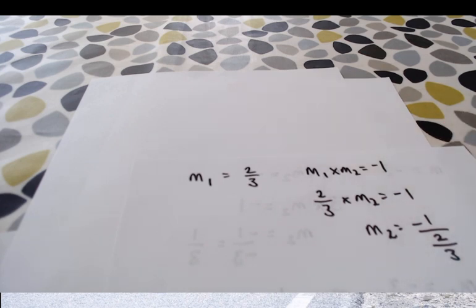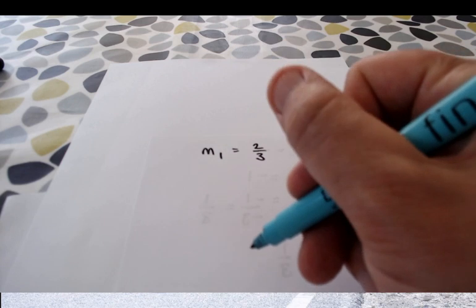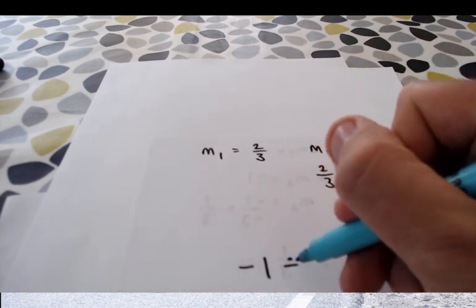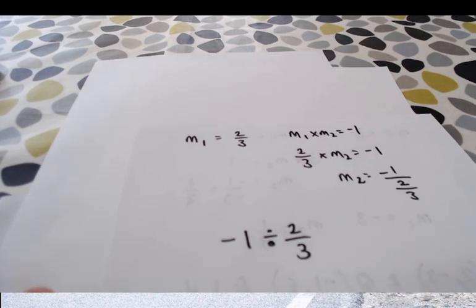That's a horrible looking thing. Minus 1 divided by 2/3. You need to remember how you divide with fractions. That was done in National 5. Okay, let's have a little look at this. If I wanted to do minus 1 divided by 2/3, it would look like that.